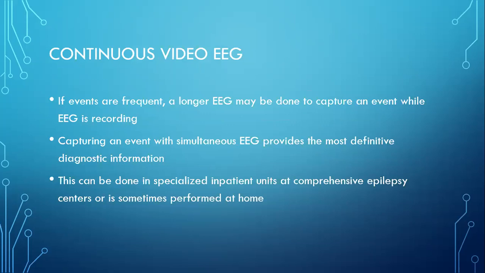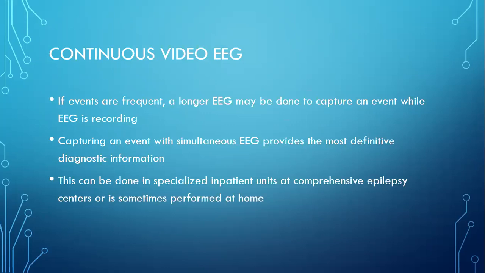Okay, and then there's something called continuous video EEG. This is something occasionally we will do early on in a diagnosis. More often this is done later on, but a continuous EEG, a video EEG, is exactly what the name says. It's the EEG test, recorded continuously for a long period of time with a simultaneous video recording.